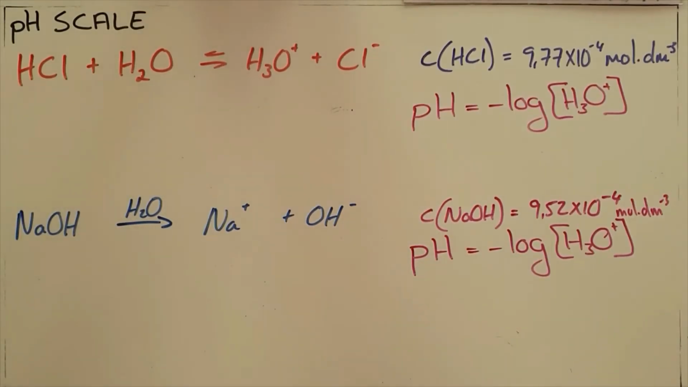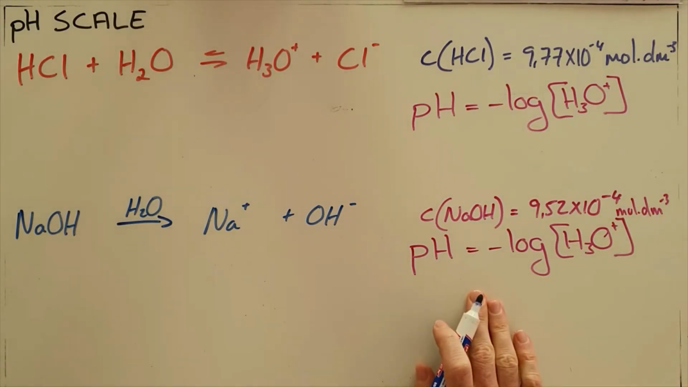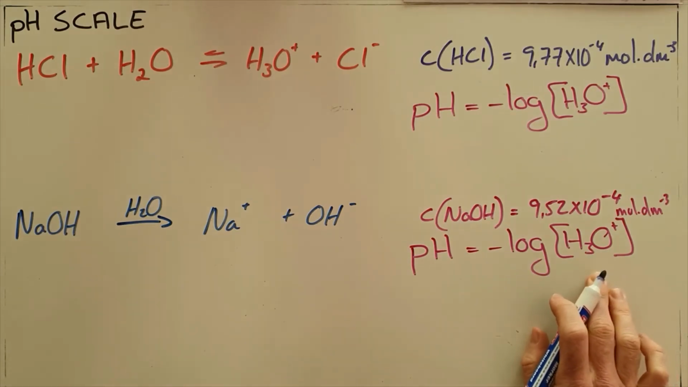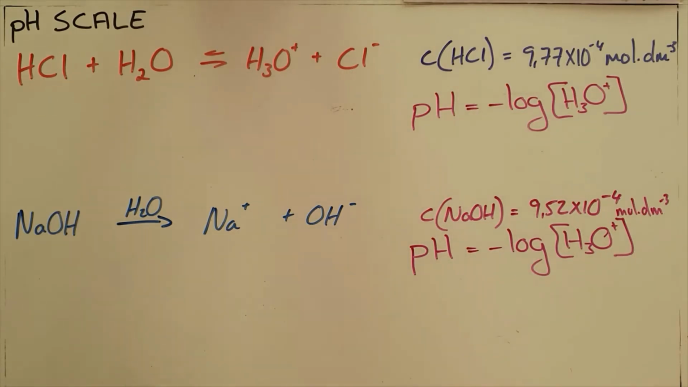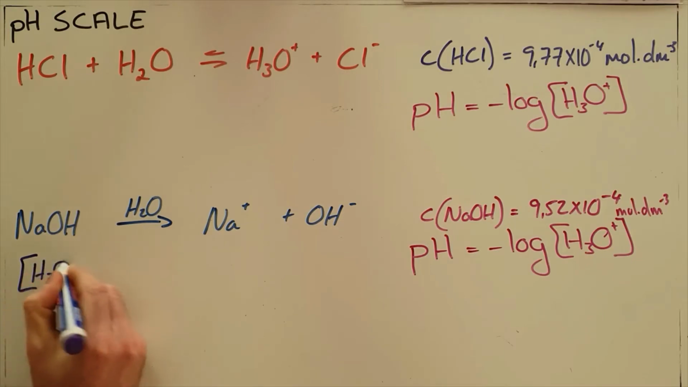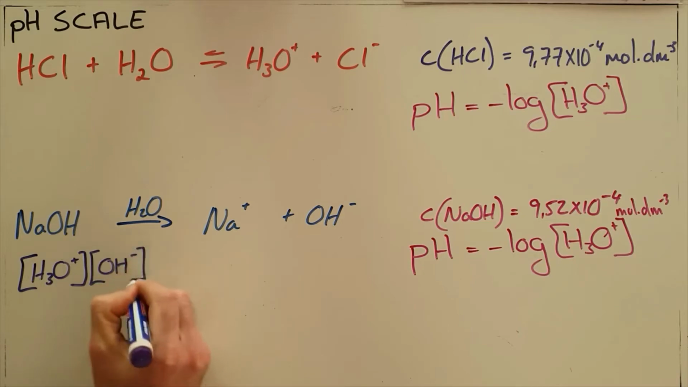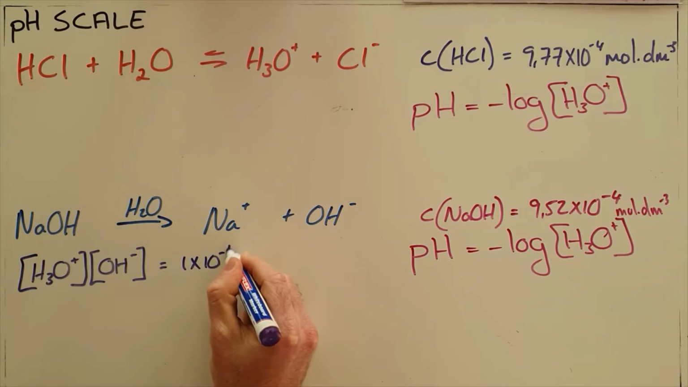We know that the pH scale is our way of indicating how acidic or basic a substance is, and essentially it does that by measuring the concentration of hydronium ions present in a solution. And the reason why hydronium ions work even for acids and bases is because we know from our ionic product of water that the hydronium ions are inversely proportional to the concentration of hydroxide ions in that solution.